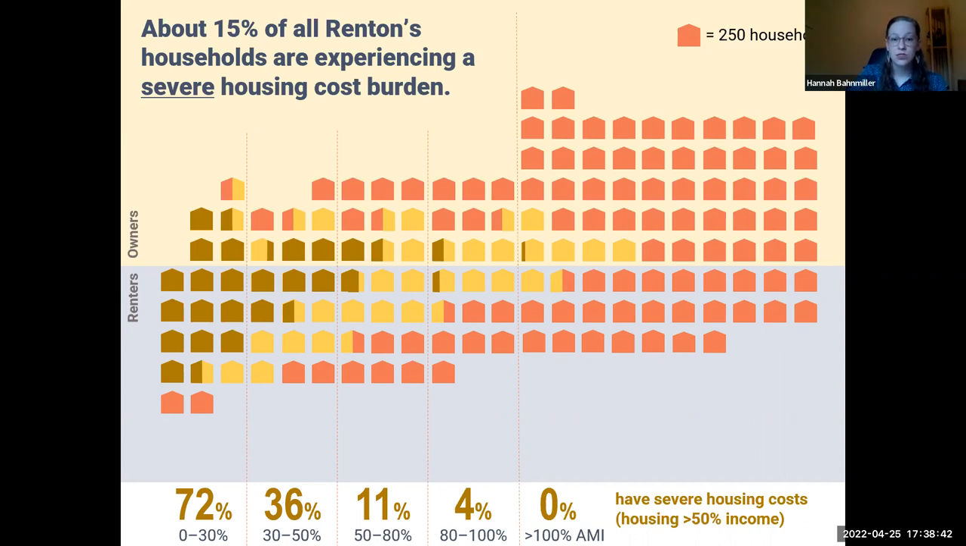Overall, these cost burdens are hard to maintain over time, especially severe housing cost burden. And many of the households that face these burdens are under pressure to find different housing options, often outside of Renton, which we see reflected in our trends towards having fewer households in Renton who make below 50% AMI.